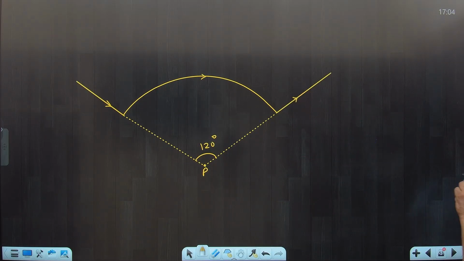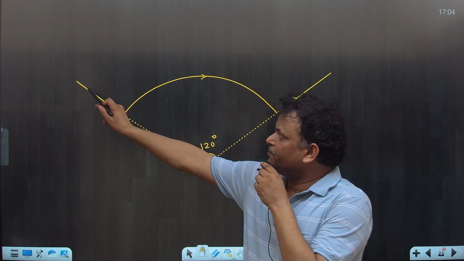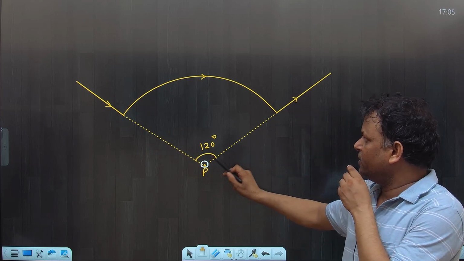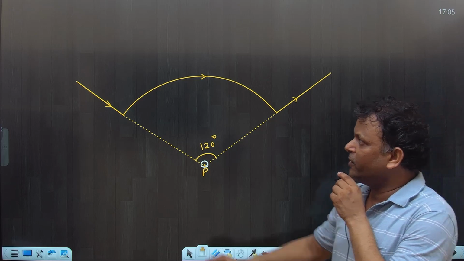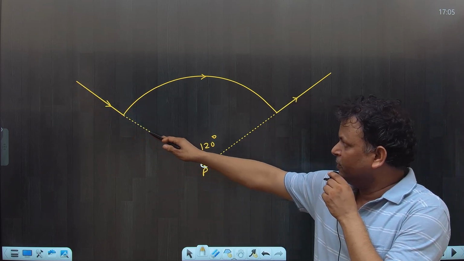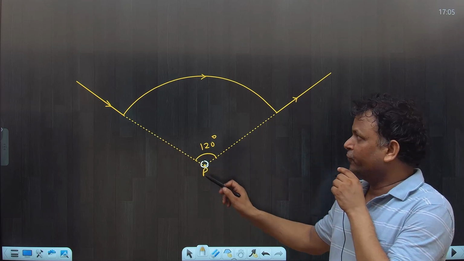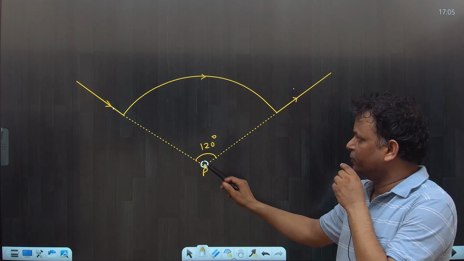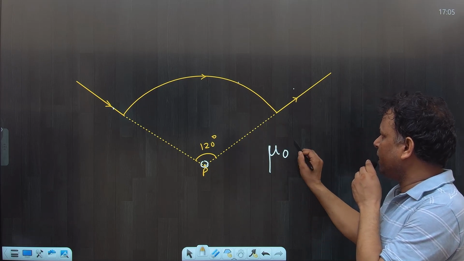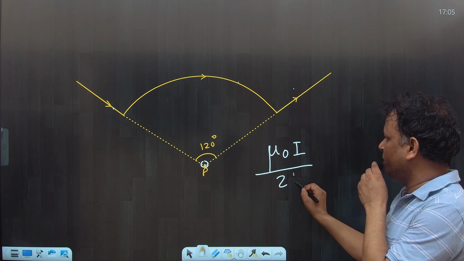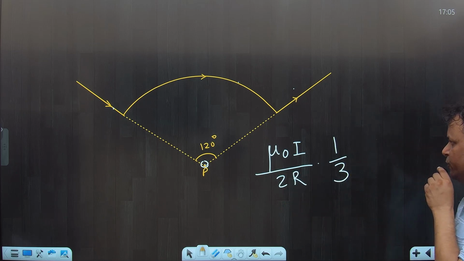Now magnetic field at point P due to this system. See, this part will have zero effect in terms of magnetic field and this part has zero effect in terms of magnetic field, because whenever a straight wire is extrapolated, it has zero magnetic field along this line. So these two wires have zero effect, and this wire is 1/3 of the field. So answer will be mu naught I by 2R. It is magnetic field due to a complete circle and this is 1/3 of the circle. So answer is this much.